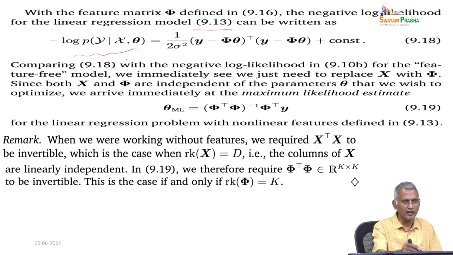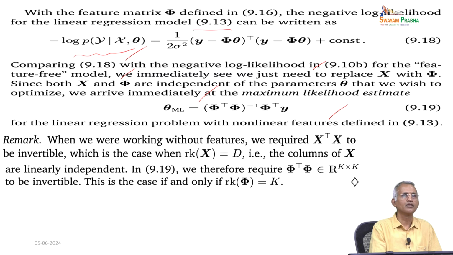So, comparing 9.8 with the negative log likelihood in 9.10b for the feature free model, we immediately see we just need to replace x with phi. Since both x and phi are independent of the parameter theta we wish to optimize, we arrive immediately at the maximum likelihood estimate theta ml equal to phi transpose phi whole inverse into phi transpose y for the linear regression problem with the nonlinear features defined in 9.13.